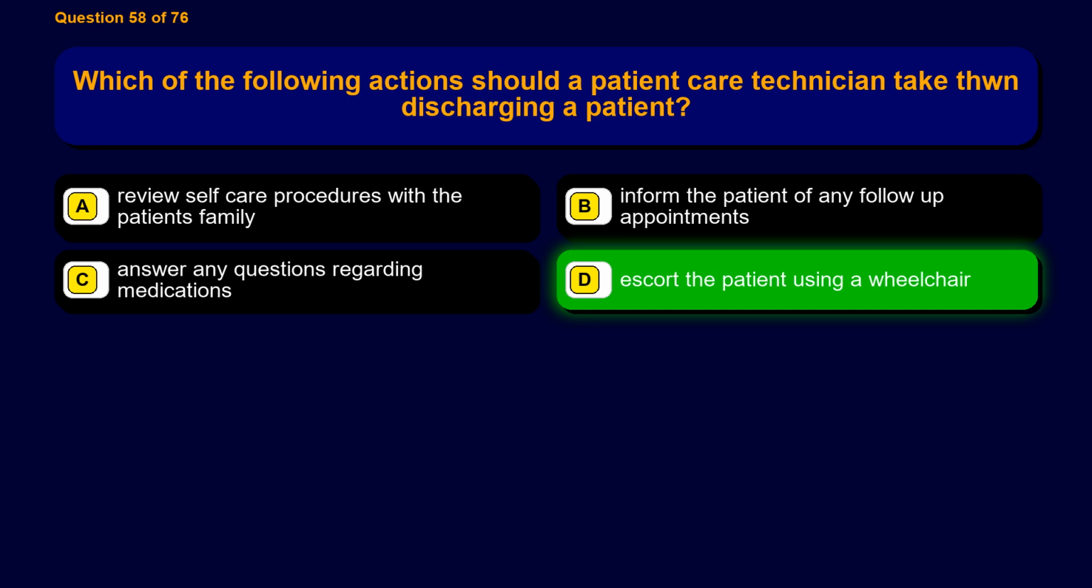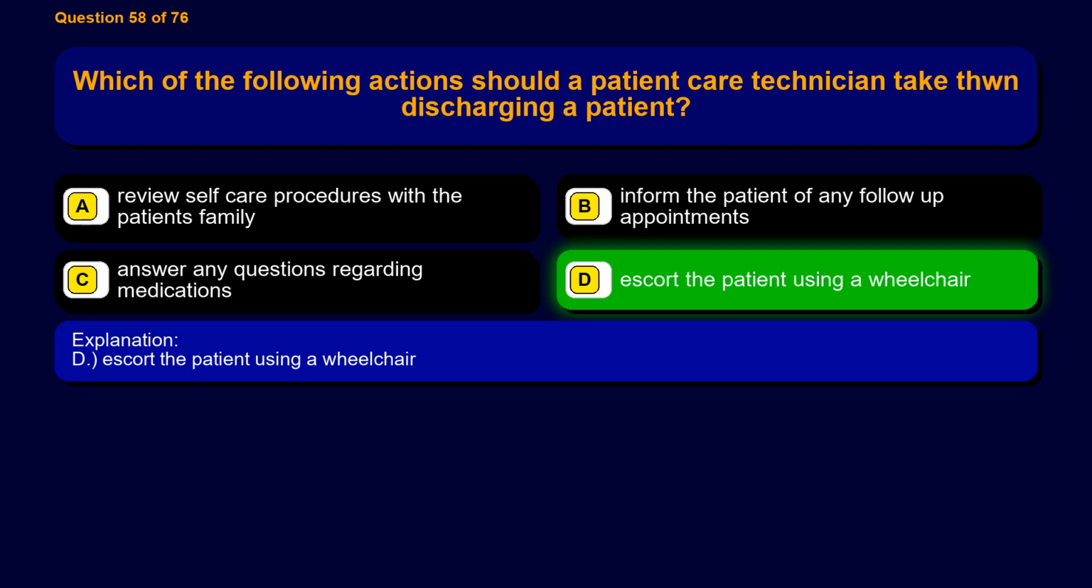The correct answer is option D, escort the patient using a wheelchair.